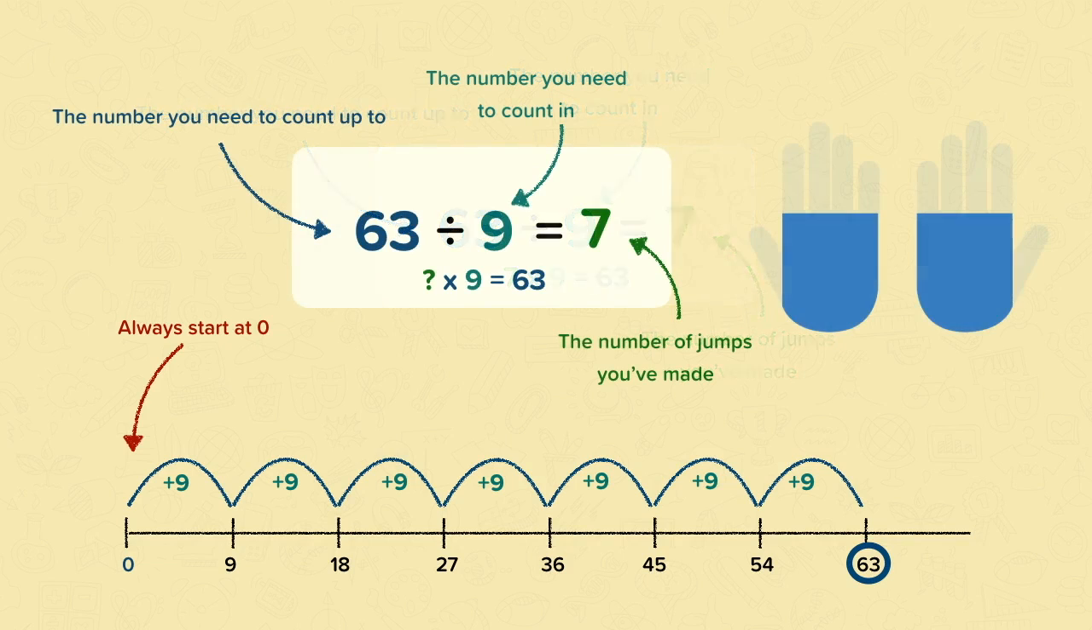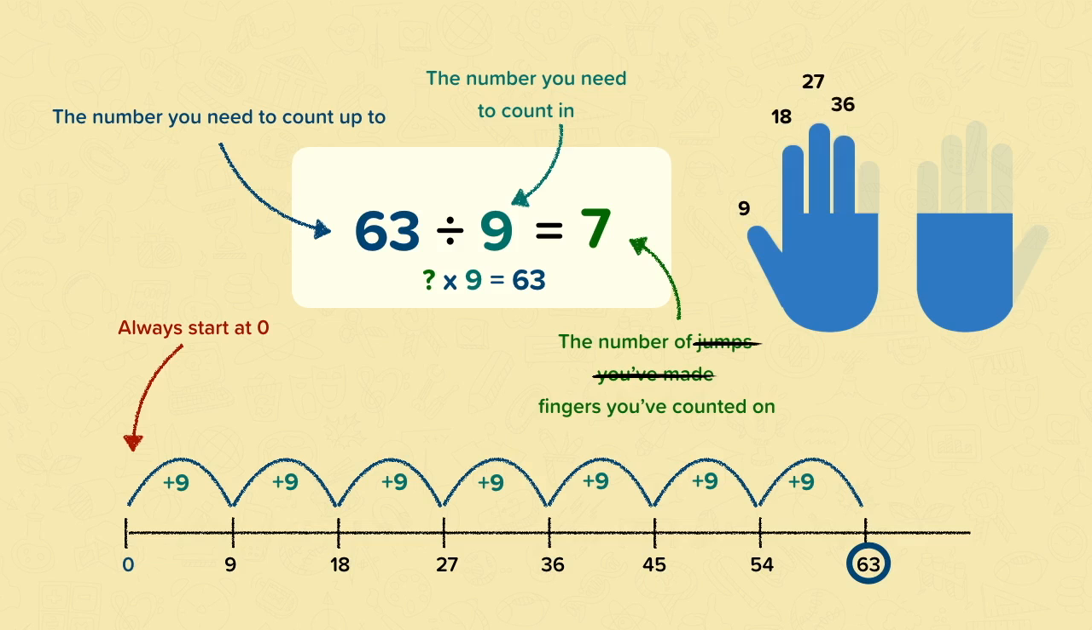And now let's just recap how you could have got this answer using your fingers. So you need to count up to 63 and you need to count in your 9s. And your answer, instead of being the number of jumps that you've made, is the number of fingers that you've counted on. So we've got 9, 18, 27, 36, 45, 54 and 63. You've counted on 7 fingers, so this proves that 7 is the right answer.